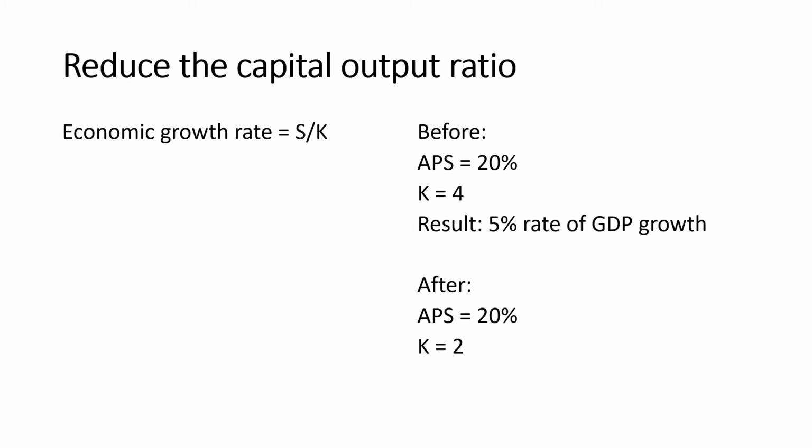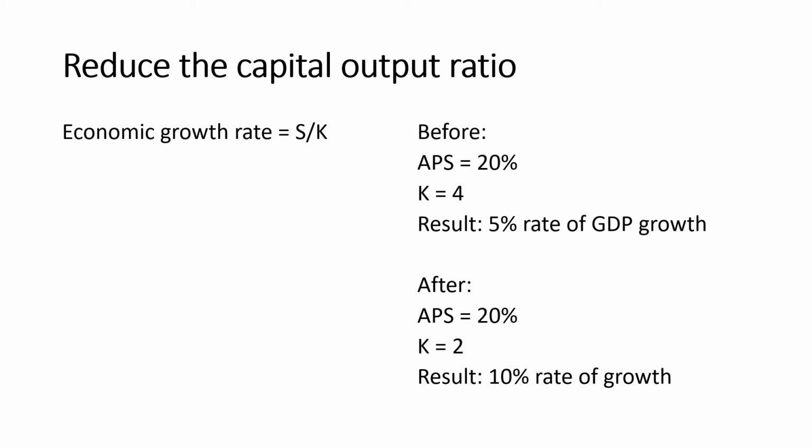So let's see what can happen if we can manage to reduce the capital output ratio to 2. In this case, what's happened is that we're now investing in more sensible capital projects. We're now creating a situation where we only need 2 extra units of capital to produce an extra unit of GDP. So the savings ratio is 20%. We're investing 20% of GDP. The capital output ratio of 2 suggests a 10% rate of economic growth. 20 divided by 2 is equal to 10.